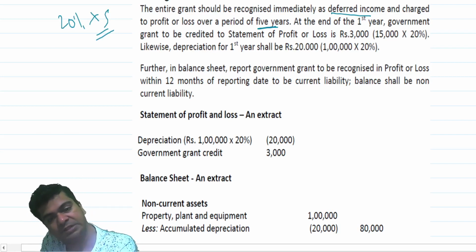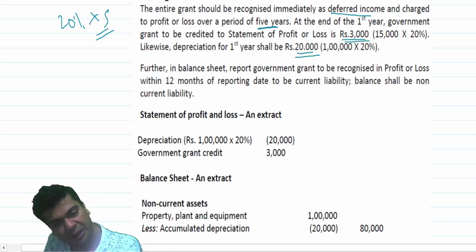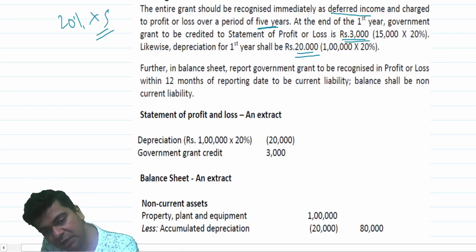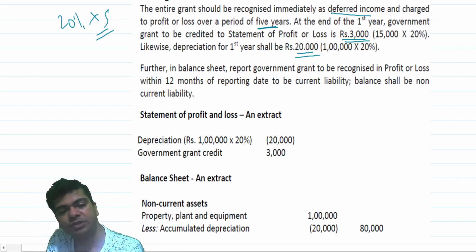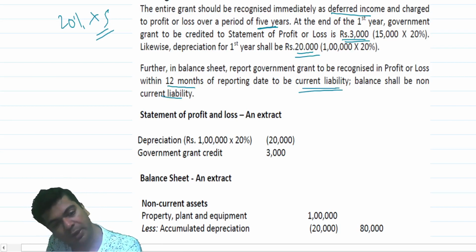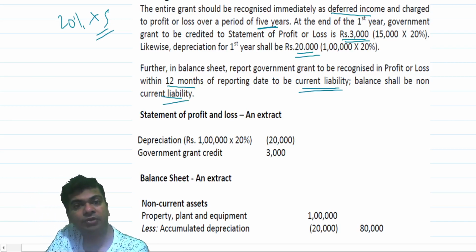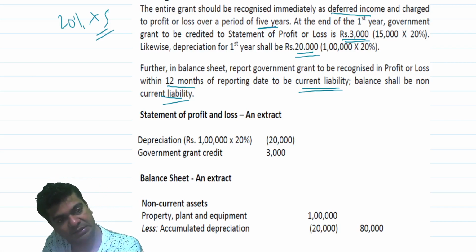At the end of the first year, government grant to be credited to the statement of profit and loss will be 3,000 and depreciation will be 20,000, right? Everything I have discussed with you. Further, in balance sheet, report government grant to be recognized in profit and loss within 12 months of reporting date to be current. Balance shall be non-current. That breakup of 3,000 and 9,000 that we had discussed.